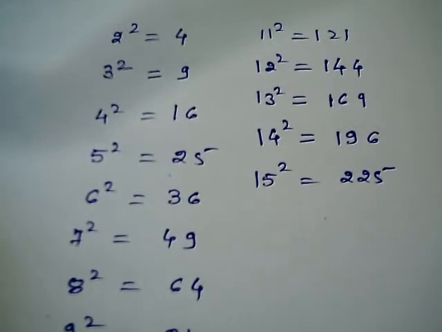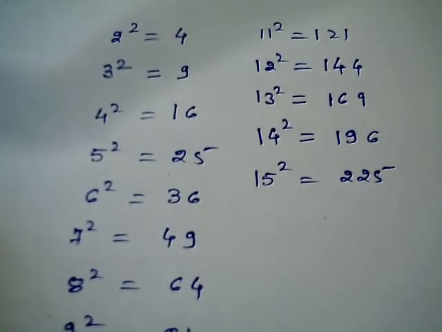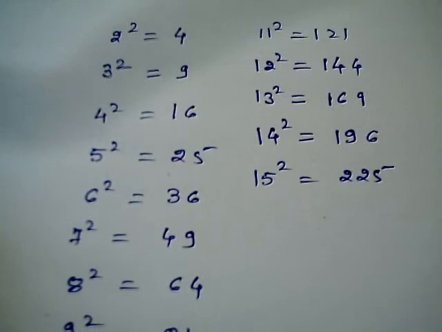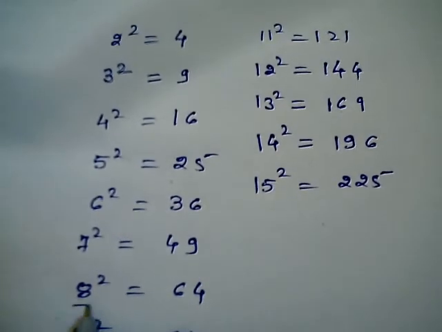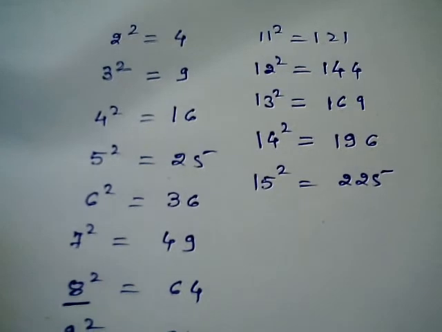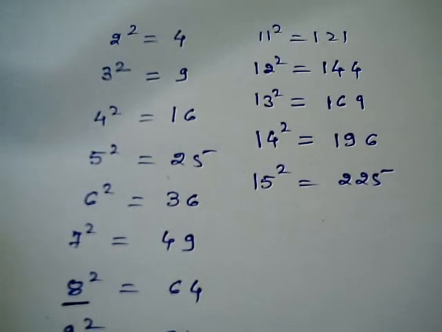2 square is 4, 3 square is 9, 4 square is 16, 5 square is 25, 6 square is 36, 7 square is 49, 8 square is 64. Like if I ask 64 is the square of which number, I can say directly 64 is the square of 8. Similarly 49 is 7 square. If you can say it directly, it will be easy for you to do the calculation. Okay, now I am starting with the square root.